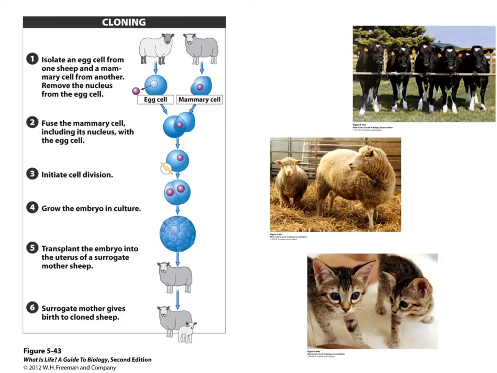The cells increased in number until they had an embryo, which was then transplanted into a surrogate mother. When the baby sheep was born, it was a clone. We have also seen other cloned animals, such as cows and cats. This is not a common process, it is very difficult, and it took many tries to get that first Dolly sheep to be born successfully. But cloning is a possibility.